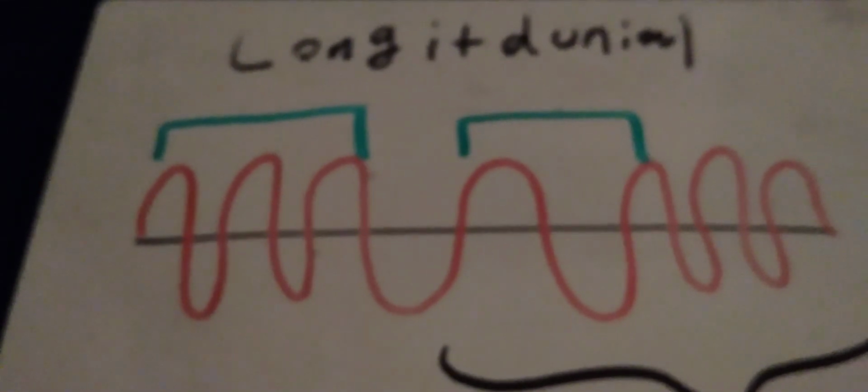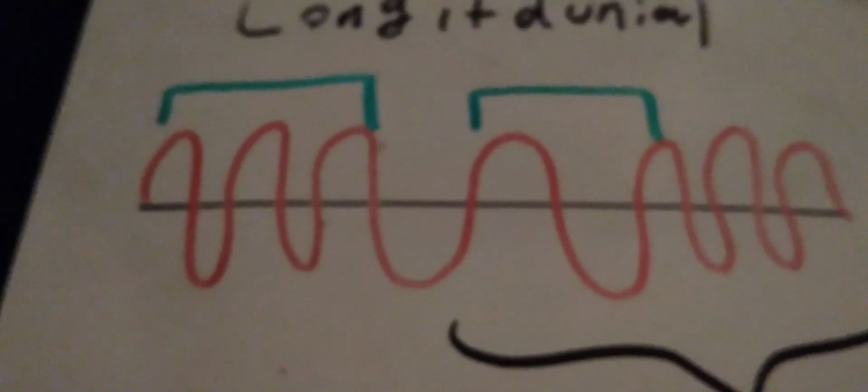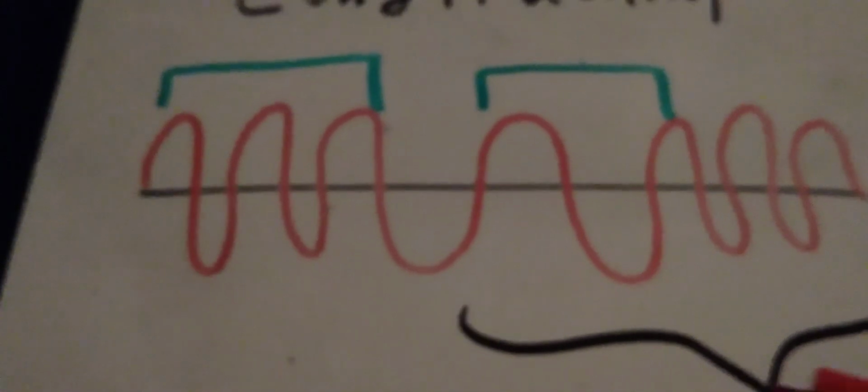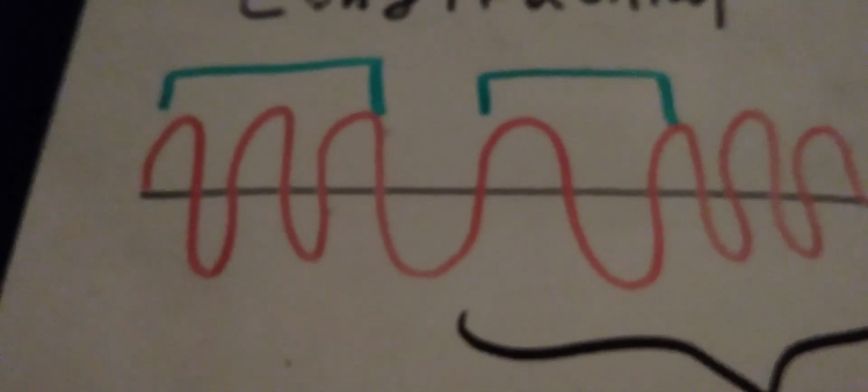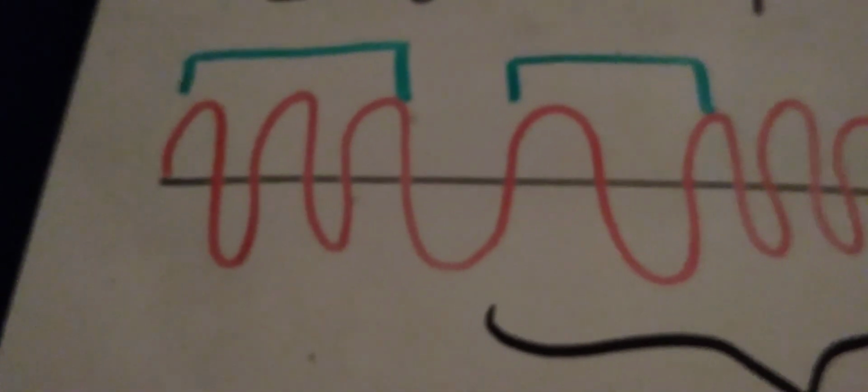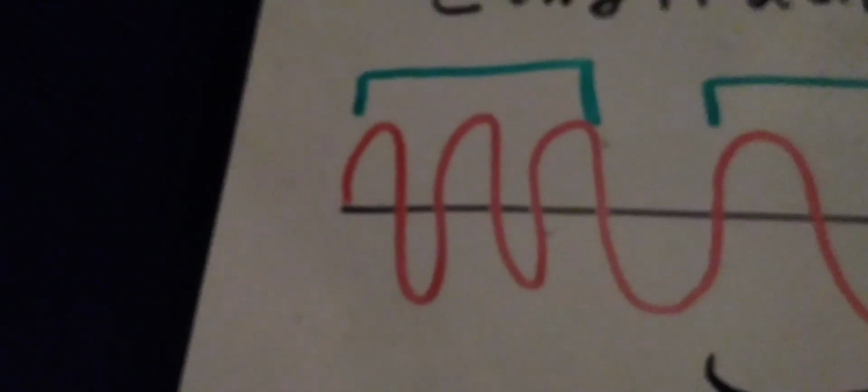Once again, similar to transverse waves, a compression is equal to how much energy a wave has. So the more dense a compression is, the more energy a longitudinal wave has.